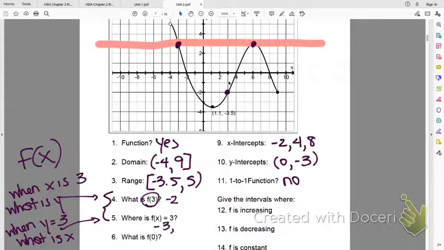All right, so using what we just talked about, what is question 6 asking us then? When x is 0, what is y? Also the same as the y-intercept, -3.